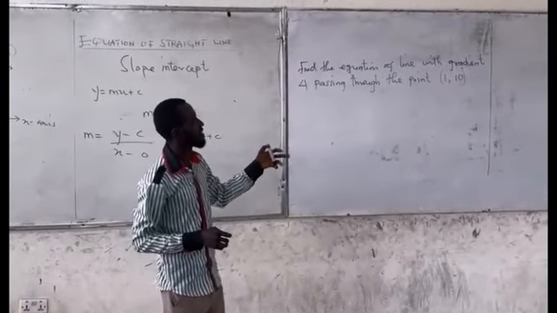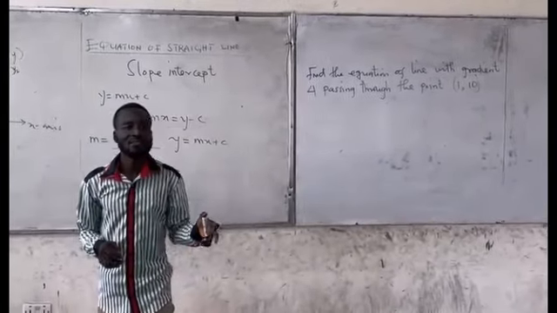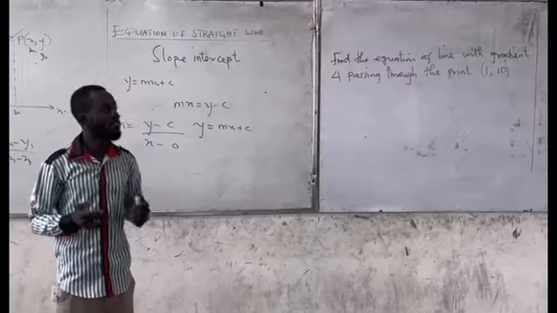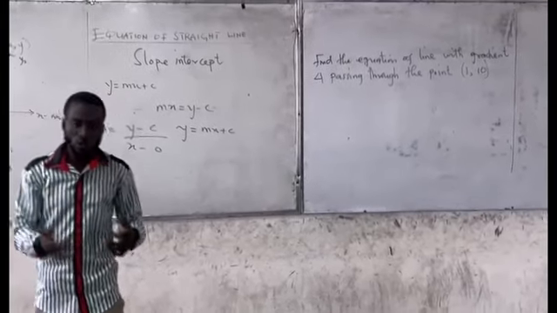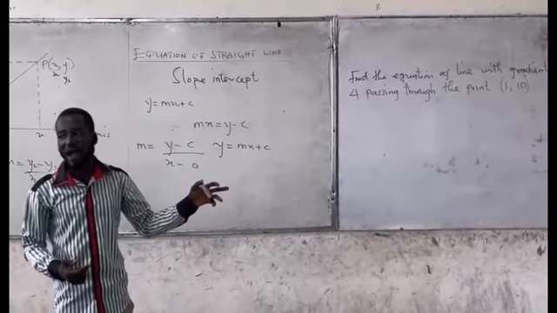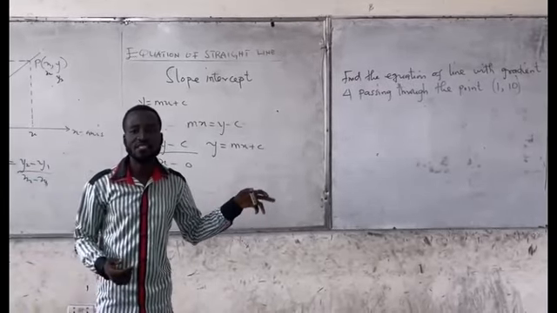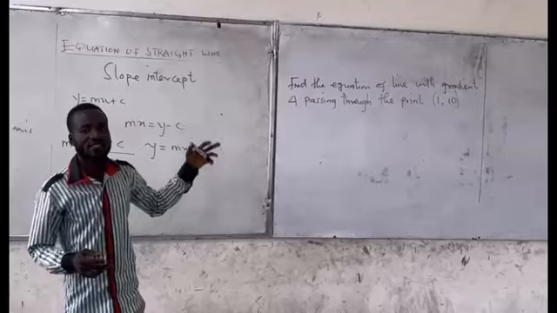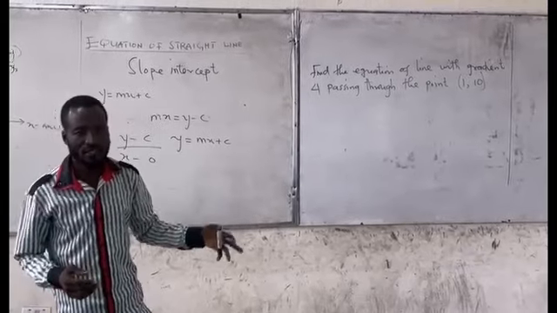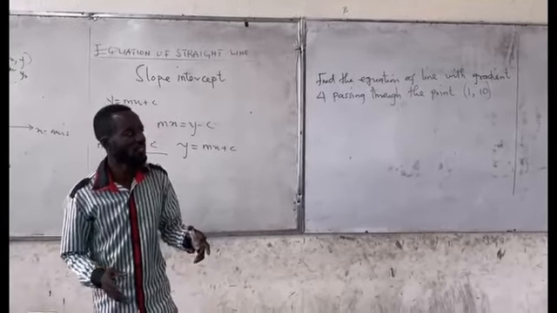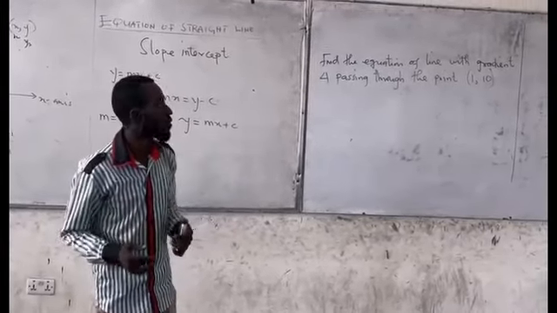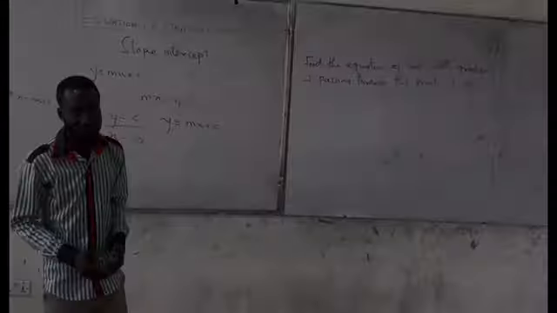Now let's try this example. Find the equation of a line with gradient 4 passing through the point (1, 10). You may ask that there's no c value in the expression. Good, there's no c value, but since we are given the point x and y, 1 and 10, and the gradient, you can substitute those values into the formula to find the value of the constant c. When you are done finding the constant c, you substitute it back with the gradient given, and then you have the equation of that particular line.